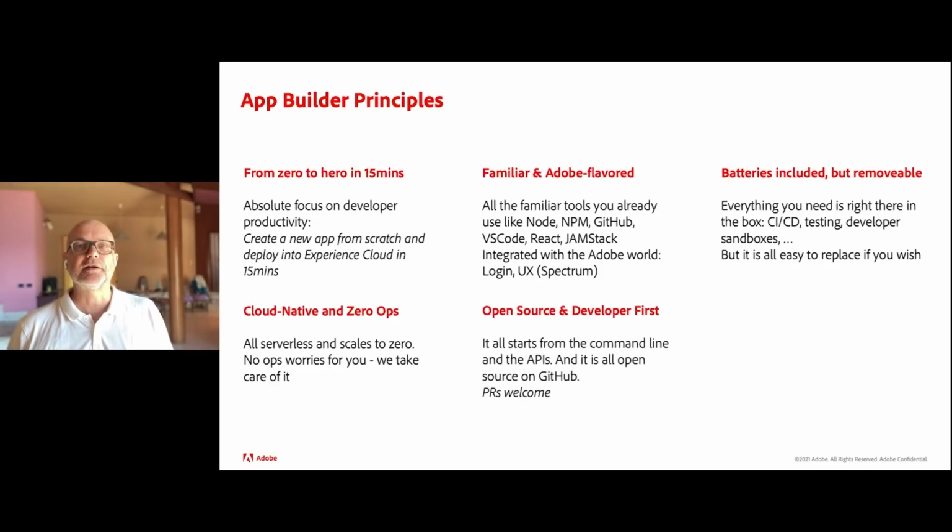The fifth key idea is to make App Builder open source. Head over to github.com/Adobe and you'll find React Spectrum. You will find the CLI and the SDKs and a lot more. Please go over, check it out, and maybe even send us a pull request. We're very happy to review and receive those.